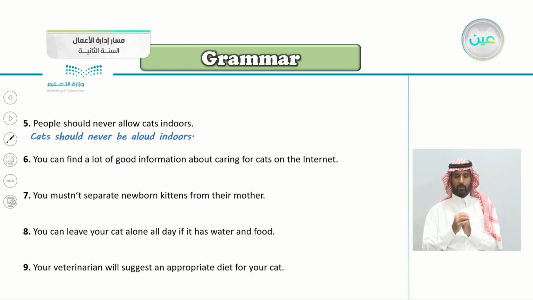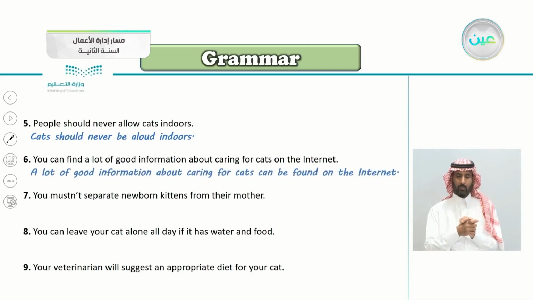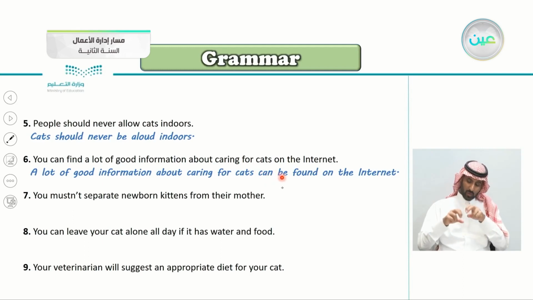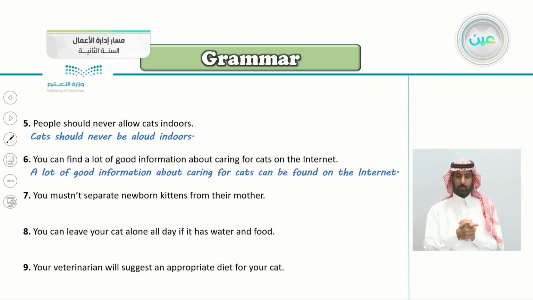Number 6, you can find a lot of good information about caring for cats on the internet. So what do we say here? Begin with the object. Yes, a lot of good information about caring for cats on the internet, of course, can be found on the internet. Can, this is the modal here, be found, and then you continue with the sentence.